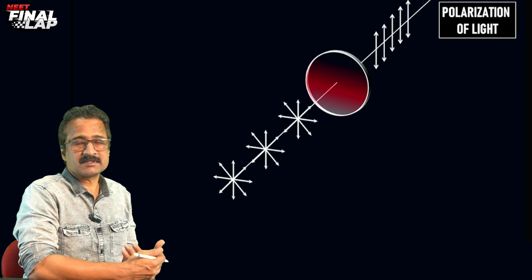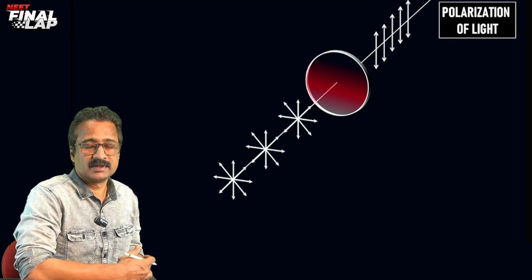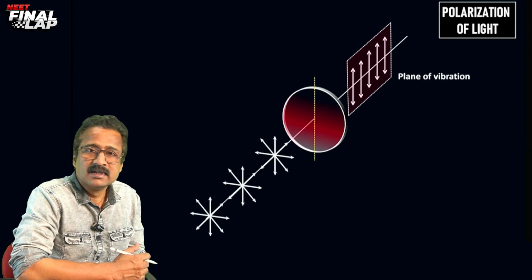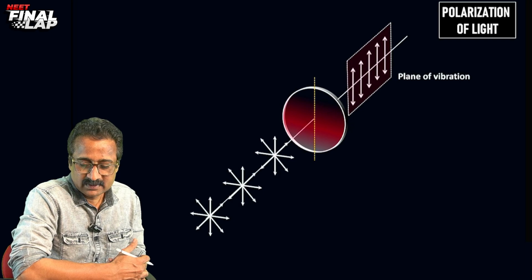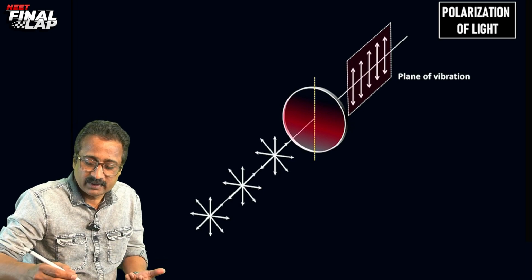So this establishes the fact that light is a wave, or at least light has a wave nature. Okay, so now when we conduct a study on polarization, you must be aware of certain terms, some basic terms. Now, one term is plane of vibration. I have shown what the plane of vibration is in the figure.